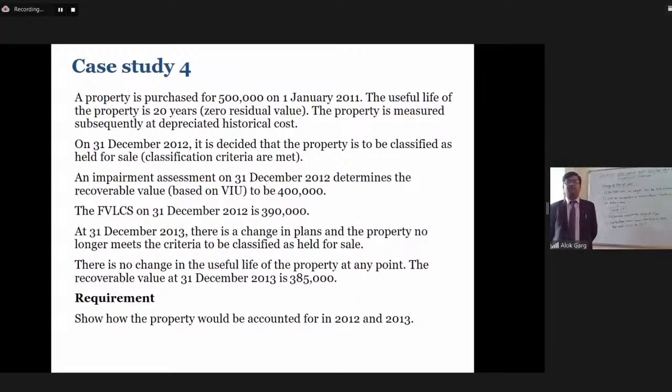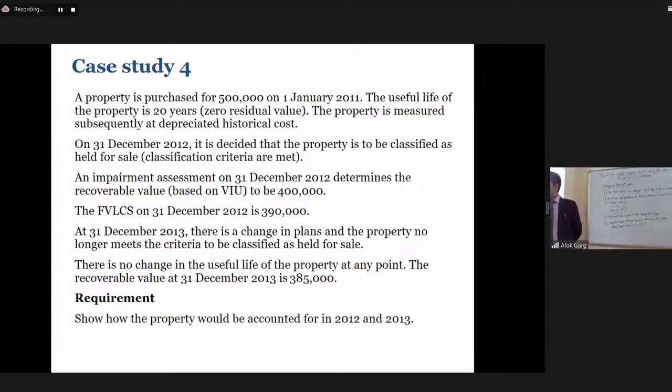It means after 2 years, it is decided that the property is to be classified as held for sale. Classification criteria are met. Okay. So after 2 years, what will be the carrying value? I mean to say, what will be the cost minus depreciation? In the 2 years, what will be the depreciation?